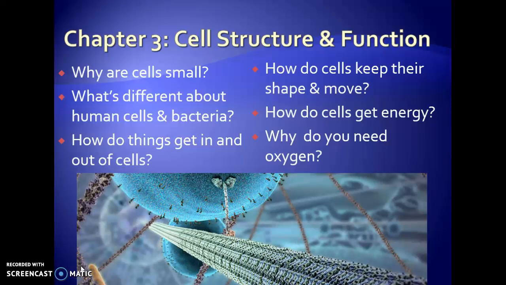Alright, Chapter 3 looks at cell structure and function, and we're going to look at a variety of different types of cells, and some key points to remember. Why are cells small? Things to think about as we're going through Chapter 3. Alright, what's different about human cells versus bacteria cells? How do things get in and out of cells? And some of these are just very good topics to think about, while we may not actually spend a whole lot of time on them in the lecture material itself.